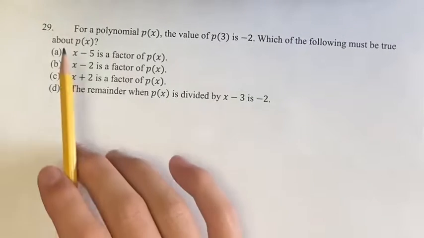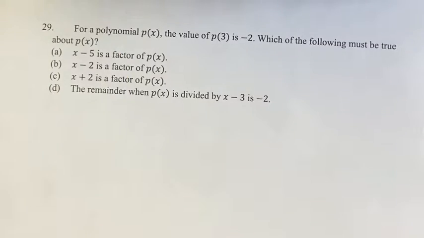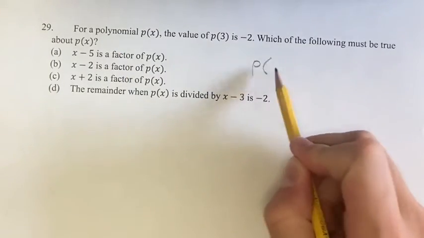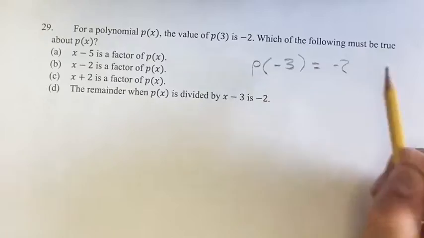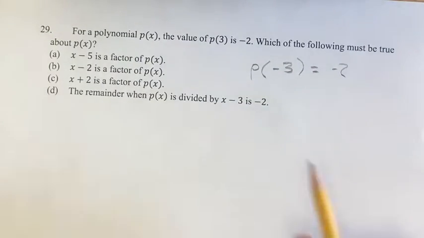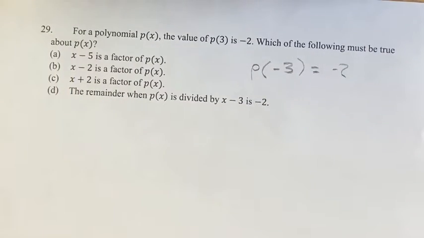In this problem, we're told that for a polynomial p of x, the value of p of 3 is equal to -2. We're told that given this information, which of the following must be true about p of x.